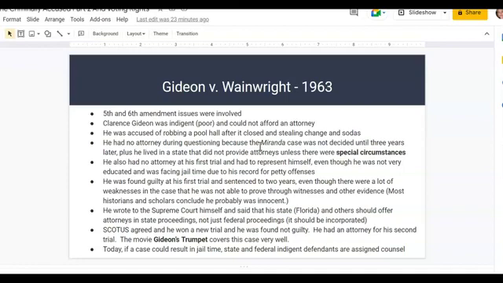In other words, if somebody in a state court is accused of a crime that could put them in jail, either because they have a record, or they're on probation or parole, or because it's a serious charge, if they are too broke to hire an attorney, one should be appointed to them. So, as a result of this case, Gideon won a new trial.